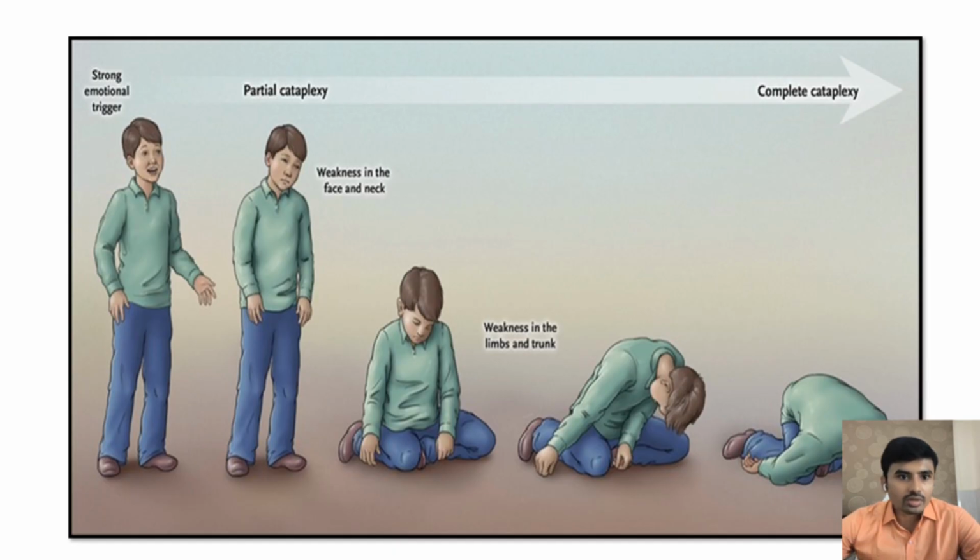This is a strong emotional trigger leading to partial cataplexy. There you can see weakness in the face and neck, then weakness in the limbs and trunk, and then complete cataplexy.